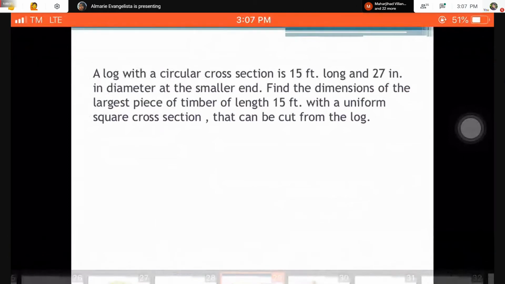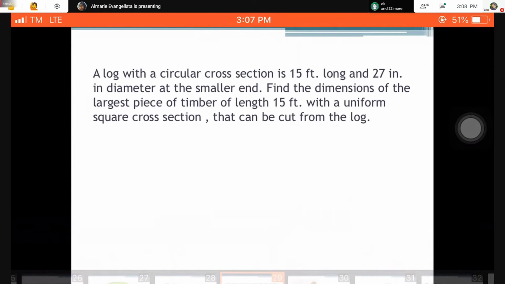A log with a circular cross-section is 15 feet long and 27 inches in diameter at the smaller end. Find the dimensions of the largest piece of timber of length 15 feet with a uniform square cross-section that can be cut from the log. So, meron ulit tayong right section, meron tayong portion ulit nung prism na kailangan mong isolve. Ang hinahanap niya dito is dimensions.